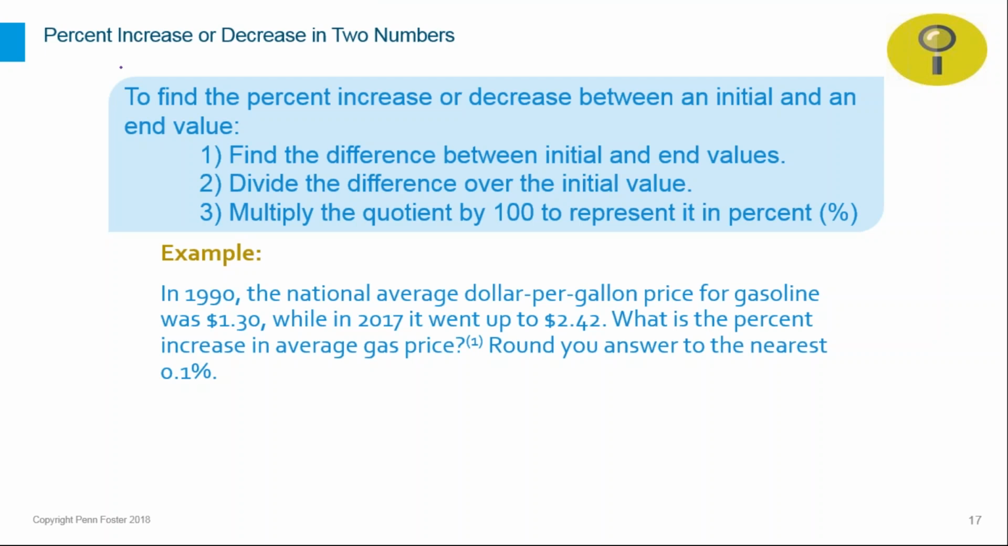To find the percent increase or decrease between an initial and an end value, because it has to be an initial value and an end value. Either the value was small and got bigger, increased, or the initial value was big and decreased to a smaller value. That's why we have an initial and end value. Those terms are not terms that you're going to find in your lessons. I just chose to include them in my webinars to describe the two values that we are comparing or trying to do the calculations on.